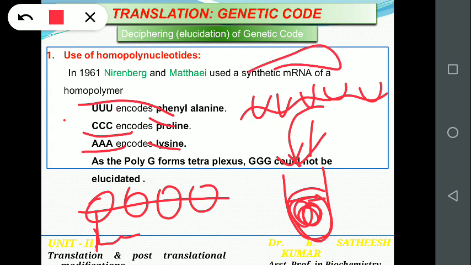So that means they form a secondary structure, a tetraplex secondary structure, which cannot be utilized as an mRNA molecule in a cell-free translation system. So if we add poly-G to the cell-free translation system, it won't act as the mRNA, so there won't be any corresponding peptide synthesis. So the GGG codon is not elucidated in this experiment. So we have only 3 assignments out of 64 in fact. This experiment enabled us to elucidate or specify only 3 codons to their specific amino acids.